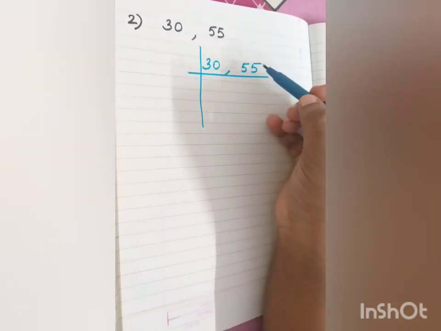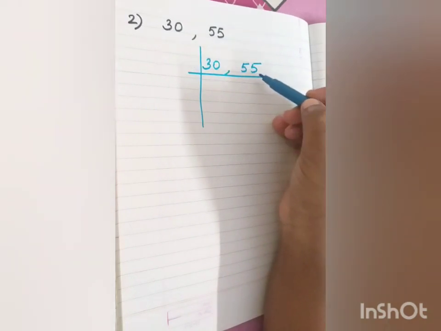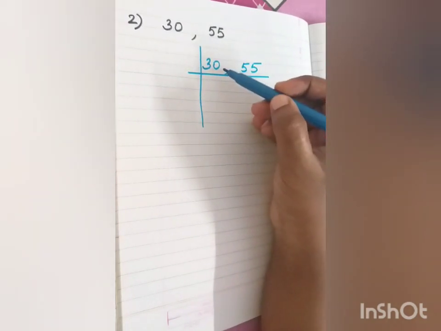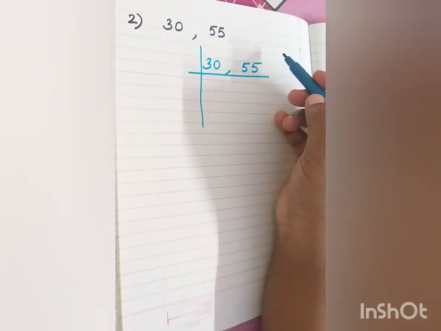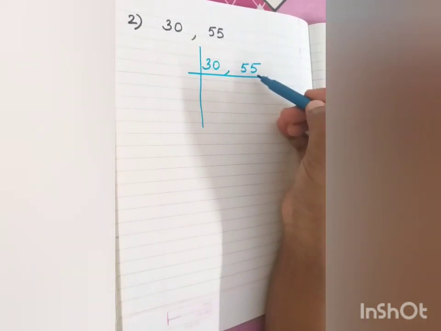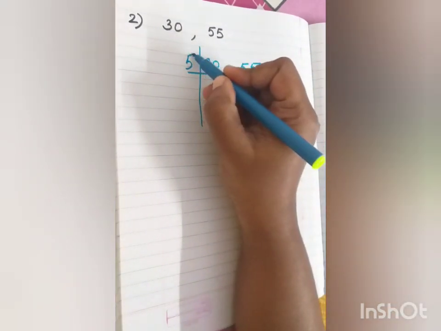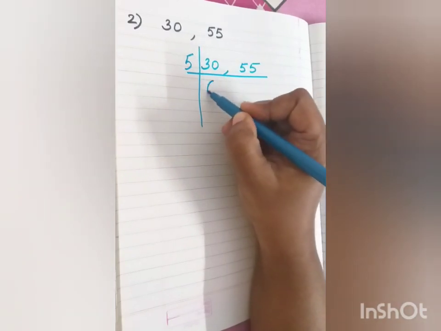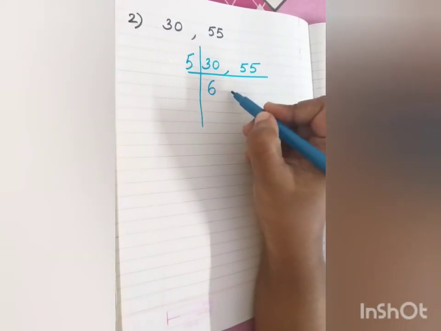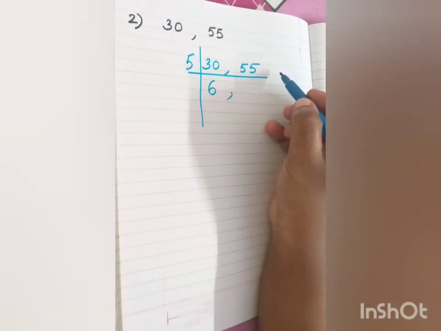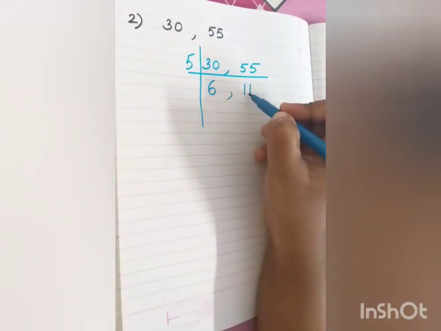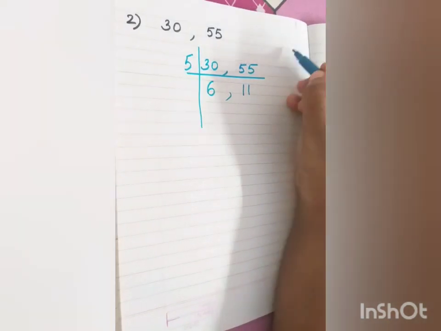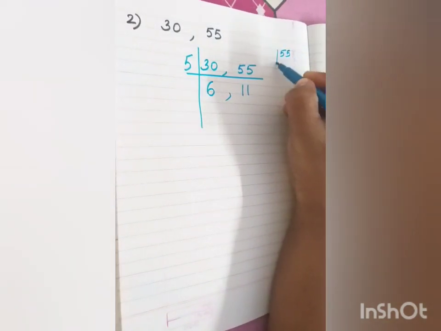30 ends with 0, and 55 ends with 5. So both these numbers are divisible by which number, children? In the divisibility rule you have studied, if a number ends with 0 or 5, then the number is divisible by 5. So let us take 5. 5 is a prime number. 5 into what gives you 30? 5 6s are 30. 5 into what gives you 55, children? 5 11s are 55.